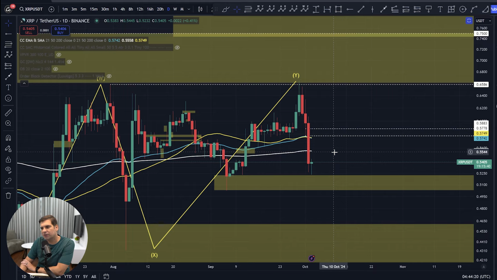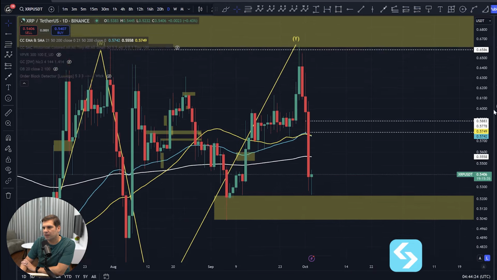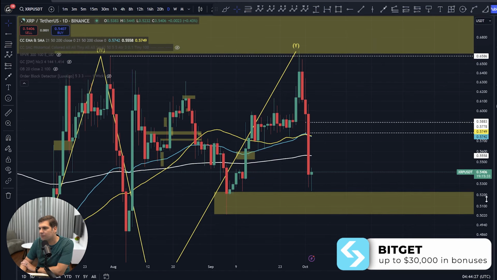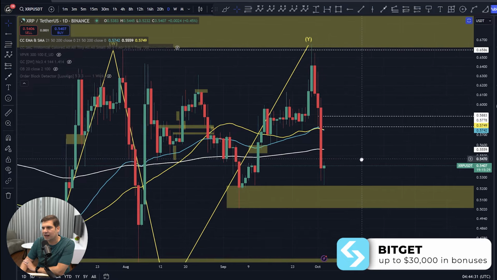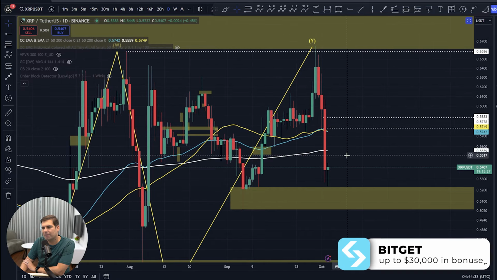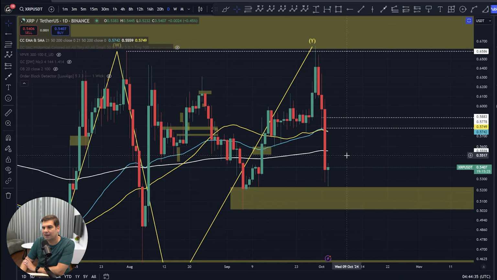However, with the close below the 200 EMA yesterday, this is not a strong place for XRP to be in. Now that 200 EMA is sat at 55.58 cents, and that is going to be our resistance now. We've lost it, so a retest of this area may be something to be expecting in the coming days.